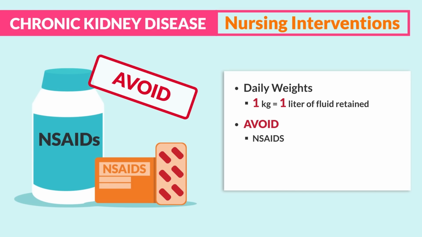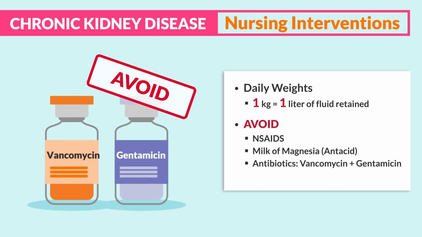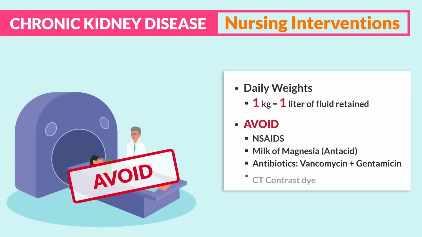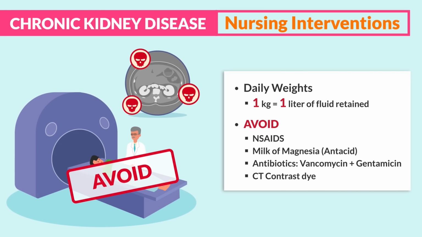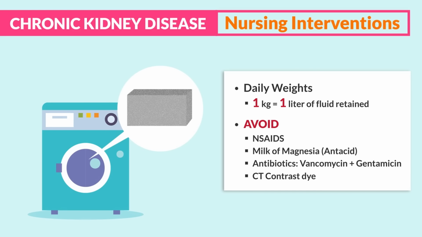Now, we also avoid the top drugs that can cause kidney injury, like NSAIDs as mentioned before. So just think N in NSAIDs is N for not good for the entire body. We also avoid milk of magnesia, that antacid, as well as antibiotics, those vancomycin and gentamicin. Remember, it's a sin to give a mycin since it kills the kidneys. As well as CT contrast dye. Remember, contrast kills those kidneys. Just think of that contrast dye like thick cement in those delicate washing machines of the kidneys.